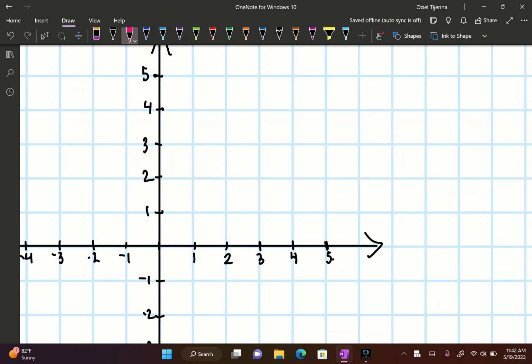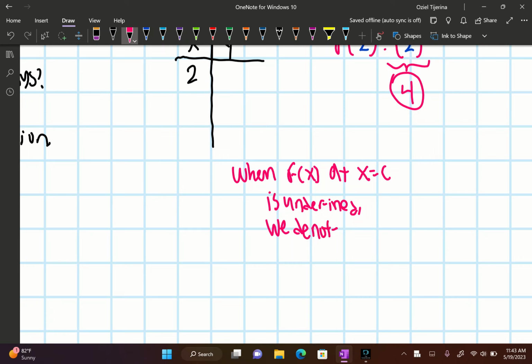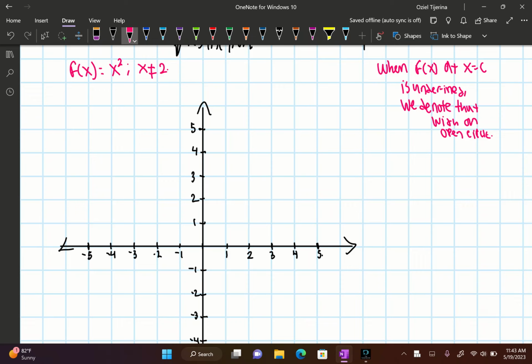So what does this mean exactly? When f of x at x equals c is undefined, we denote that with an open circle. If you remember from algebra, when it is undefined there, we put an open dot or open circle.